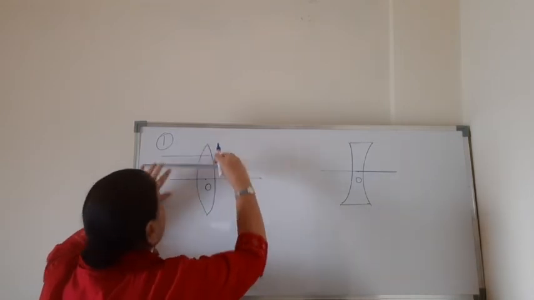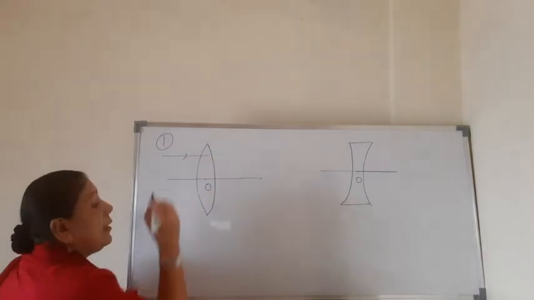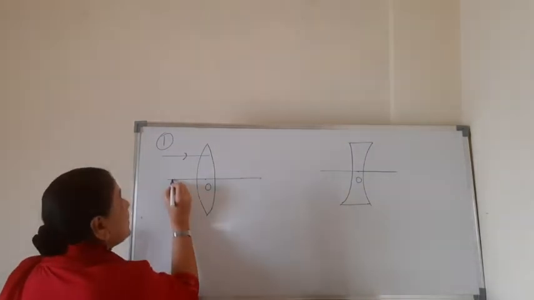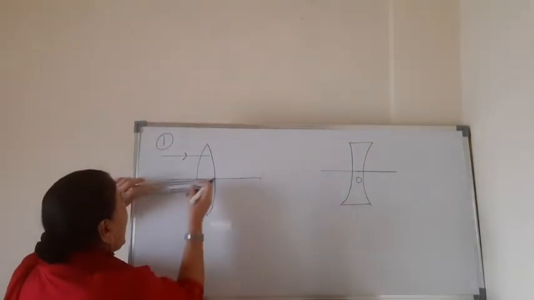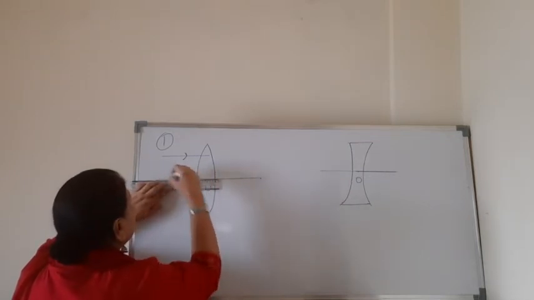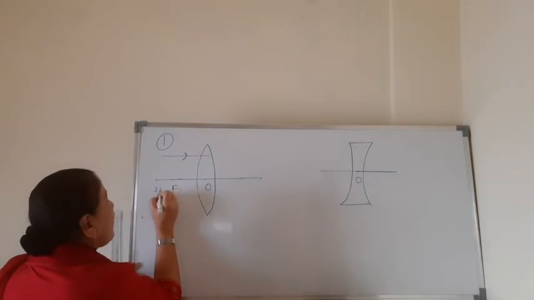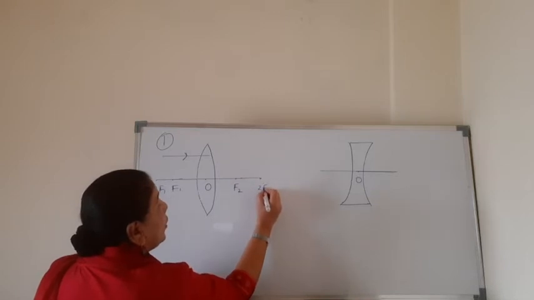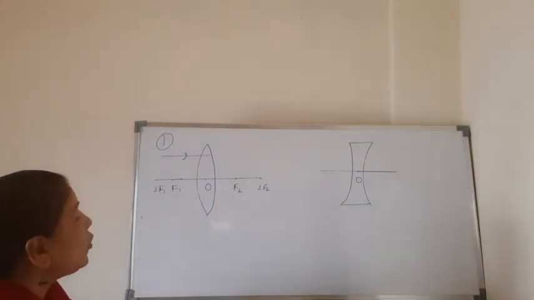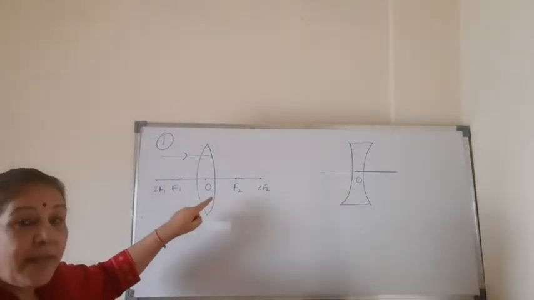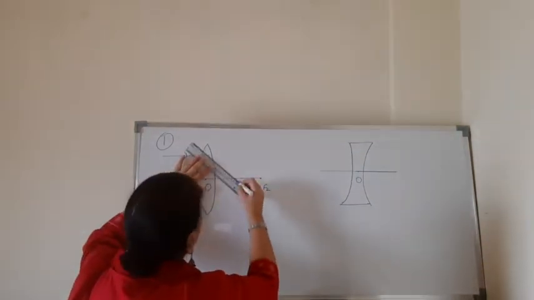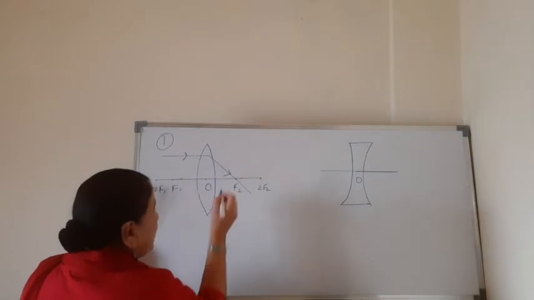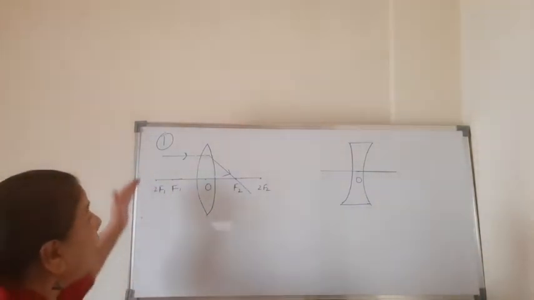So the first ray I'm going to take for both is the ray which is coming parallel to the principal axis. Now it is passing through the lens. So where will it pass? It will pass through the focus point. So here it will have F1 and the center of curvature 2F1. This will also have F2 and 2F2. So the ray which is coming parallel to the principal axis will pass through the F, the principal focus. This is refraction, so light is going through the lens.